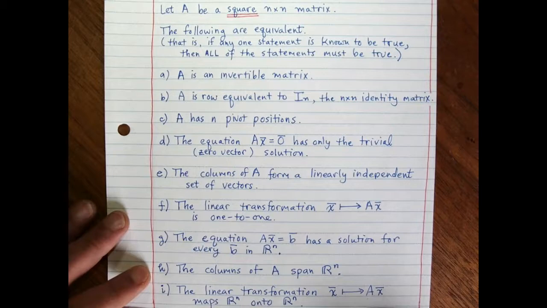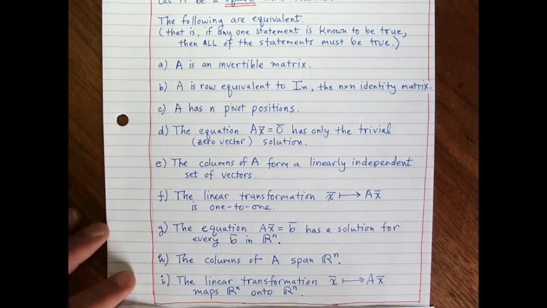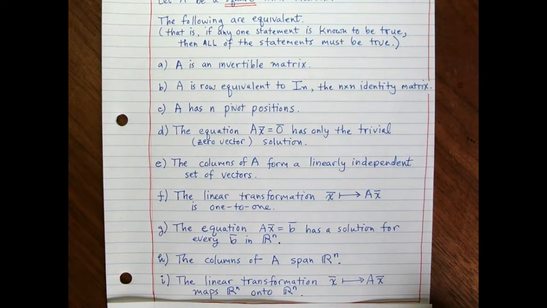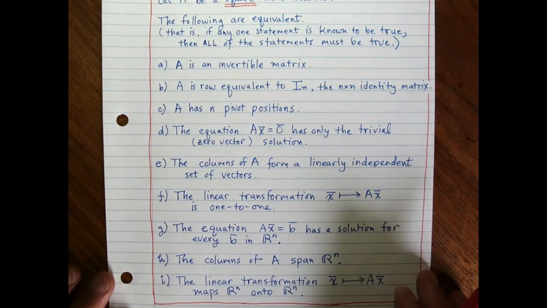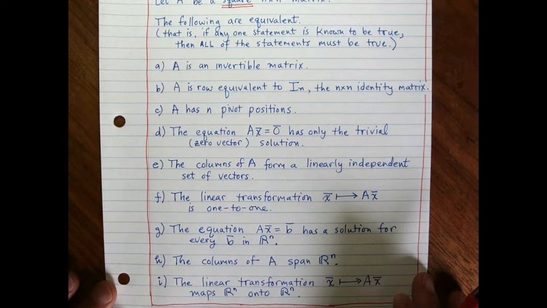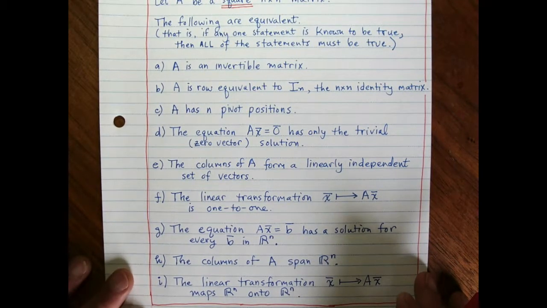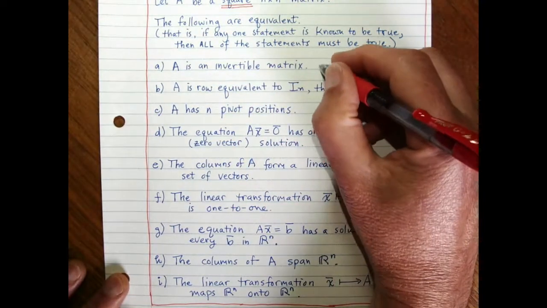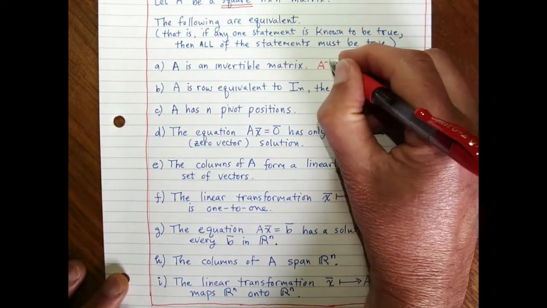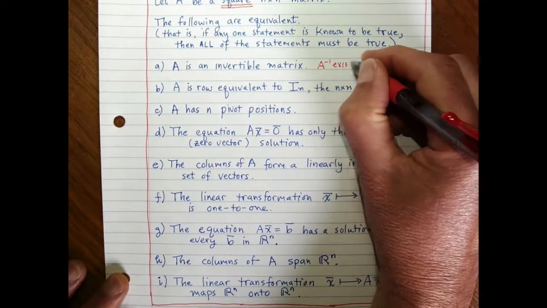And finally, I think it fits onto the screen here, the linear transformation that takes x to Ax maps Rn onto Rn. Now the textbook actually even has a few more parts to this, but I think we have enough right here. What do we have? 9 of them. So I'm going to leave off the last few that are in the textbook. And so A is invertible means A inverse exists.